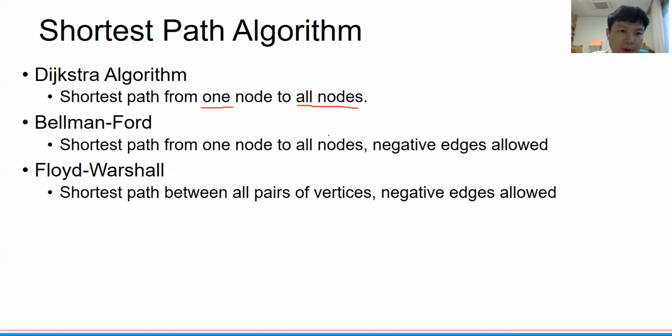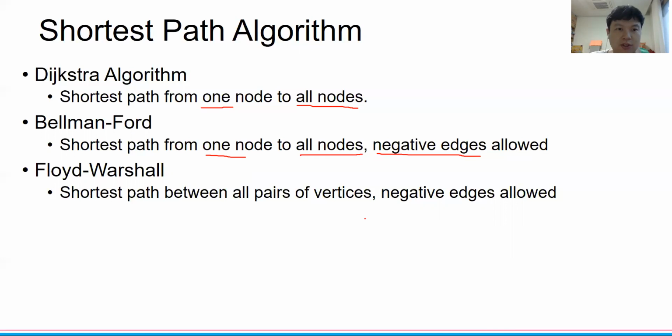But the Bellman-Ford also covers the shortest path from one node to all nodes, with negative edges. Okay, so it's important to include the negative edges because sometimes it is not about transportation. It might be something related to cost. If it is cost and positive, it means you need to pay some money. But if it is negative, then maybe you will gain some money. That's a kind of trade-off as well.